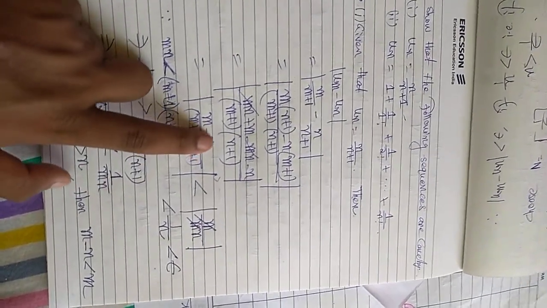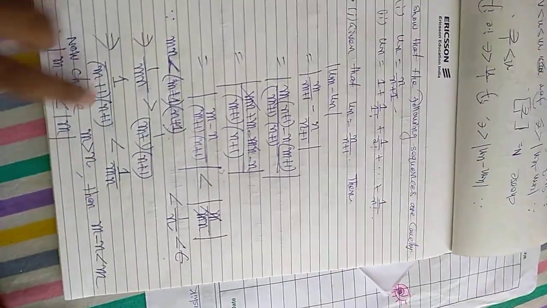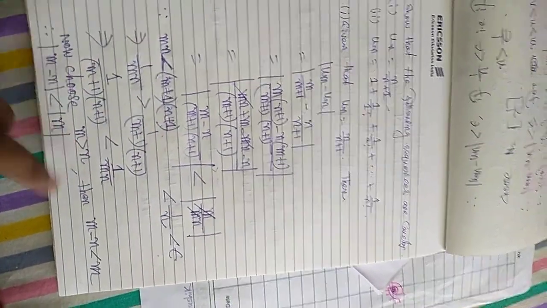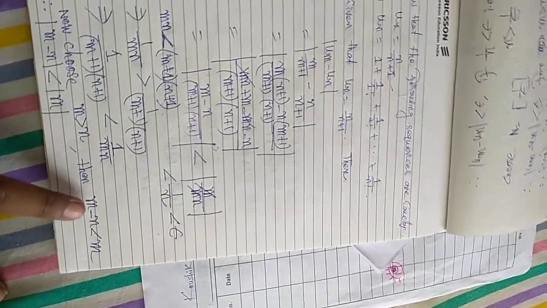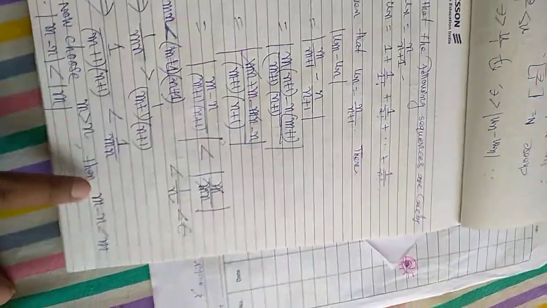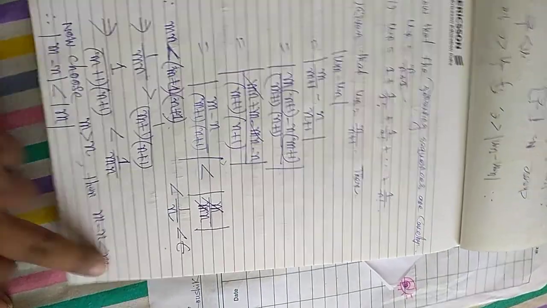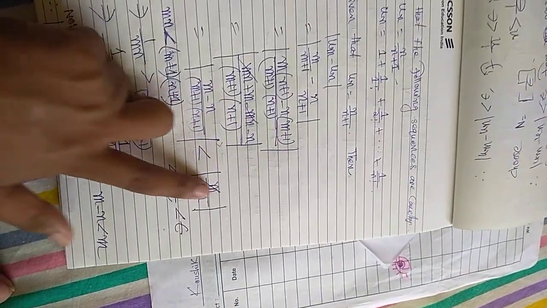Now you can ask why m minus n is less than m. For that you can choose m greater than n. If m is greater than n, then m minus n is less than m, obviously. So the modulus of this is less than m by mn.